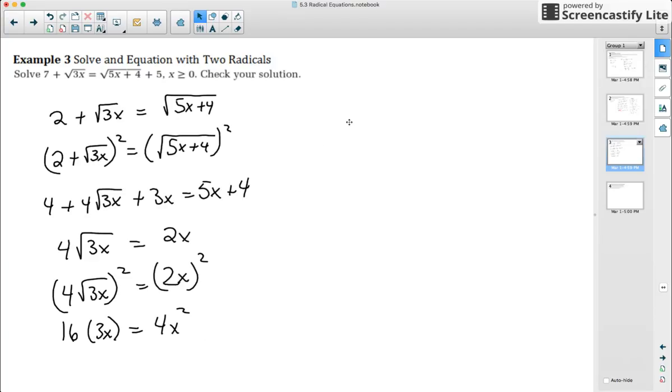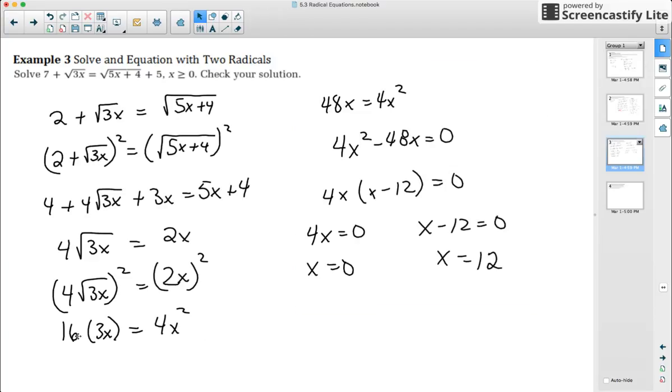We are still not done. We expand this to get 48x equals 4x squared. Move the 48x over to the other side to get 4x squared minus 48x. Once again, we're going to factor so we can solve for x. Factor out 4x, and we're left with 4x multiplied by x minus 12 equal to 0. Set both of those factors equal to 0 and solve for x. So we have x equal to 0 and x equal to 12.